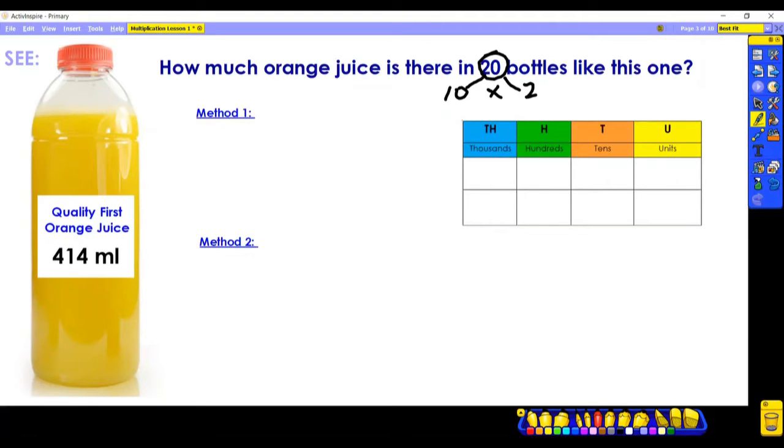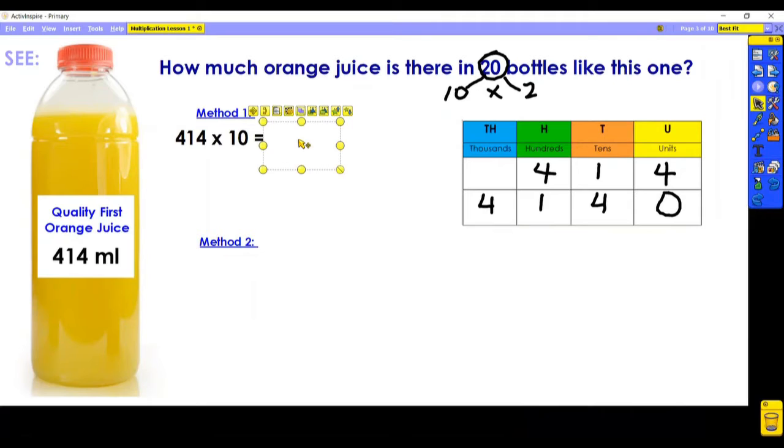So first I thought, what is 414 times 10? I can use my place value chart to help me. And I can move the numbers along one place when I multiply by 10. So I worked out that 414 times 10 is the same as 4,140.